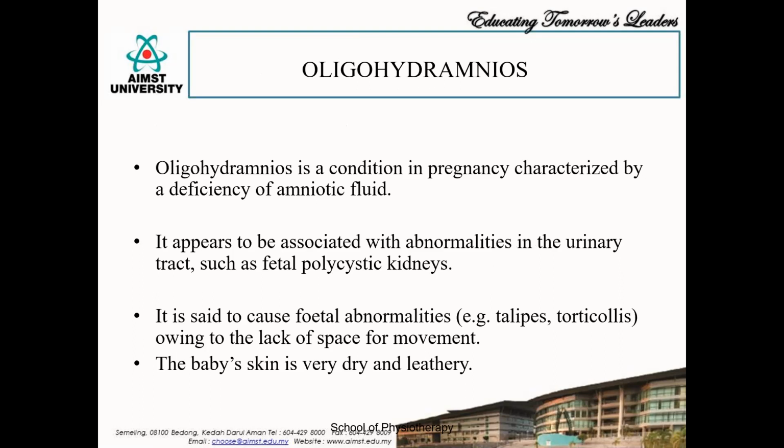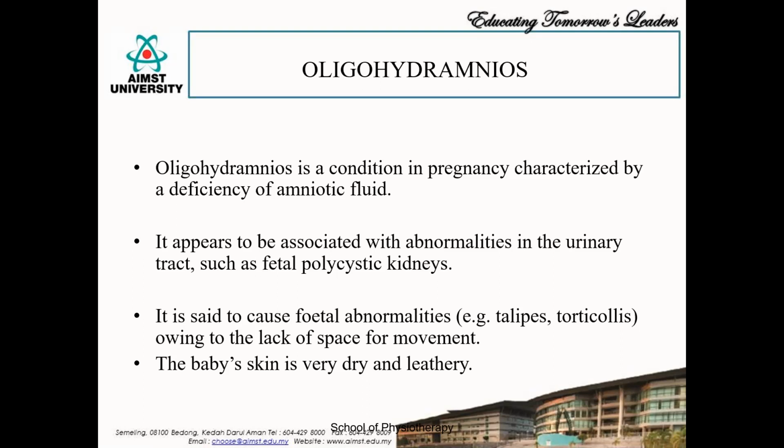Next is oligohydramnios. Oligohydramnios means deficiency in the amniotic fluid. The uterus needs to have a particular level of amniotic fluid, so the baby can move and swim in the uterus freely. But when this fluid is reduced, the baby's movement will be restricted. Another thing is it also indicates certain abnormalities in the baby.